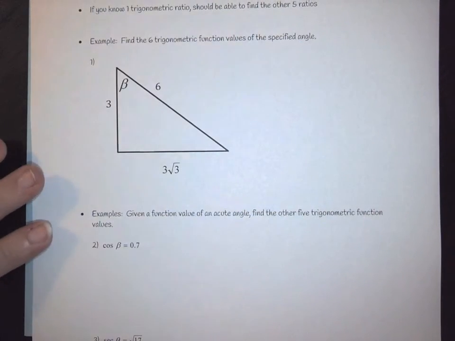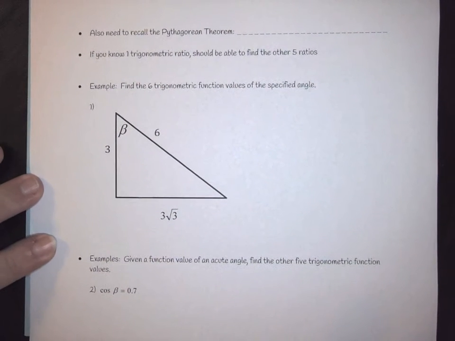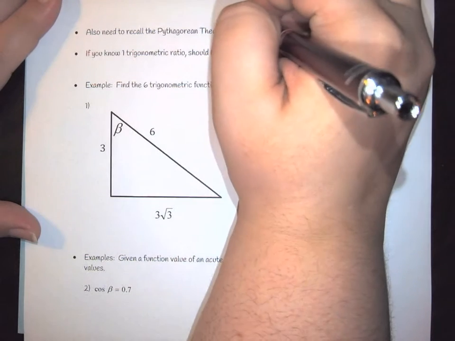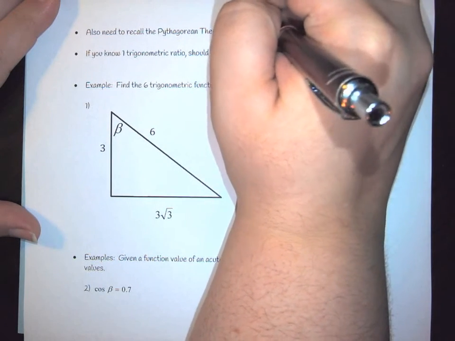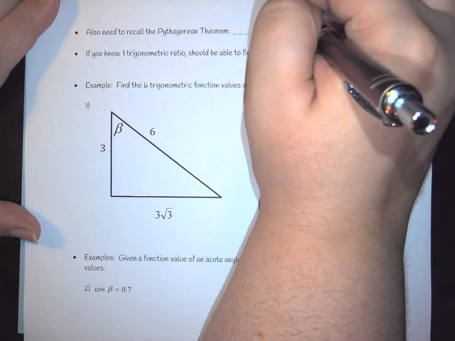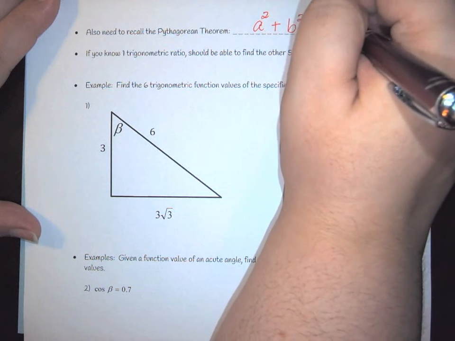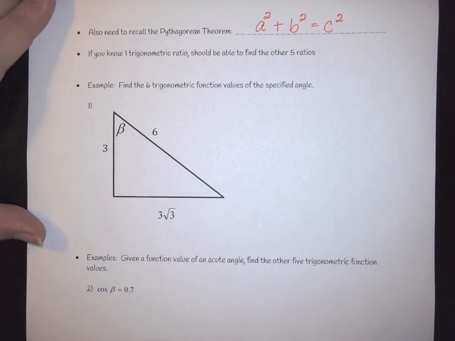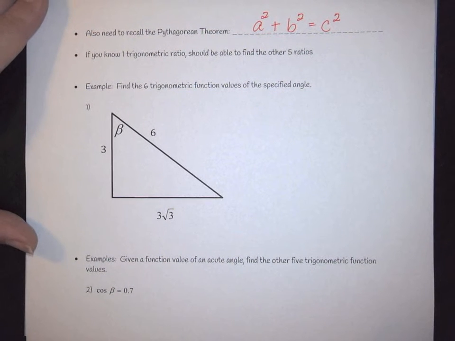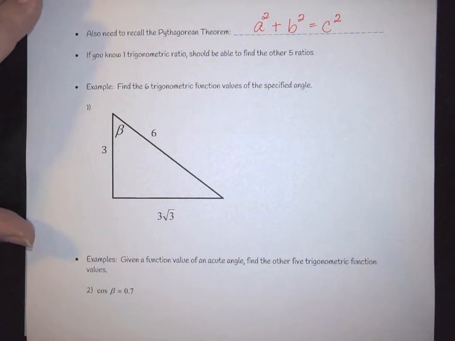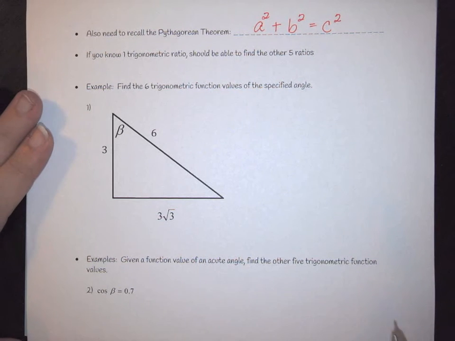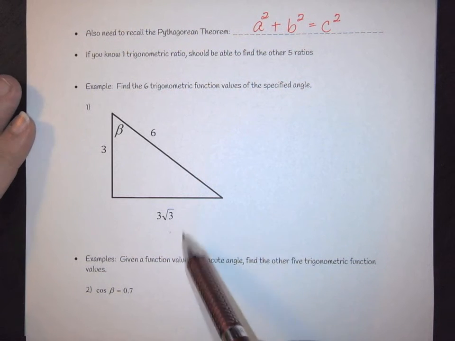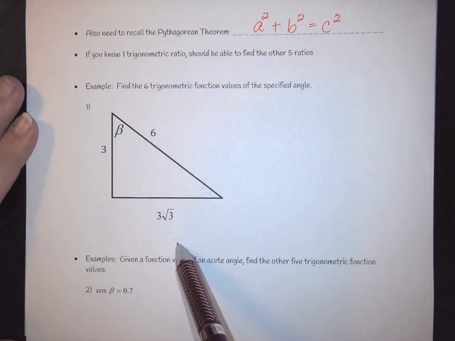Alright, now there's a few other things that we have to keep in mind. First and foremost, we need to recall what the Pythagorean Theorem is. If you remember the Pythagorean Theorem, a squared plus b squared equals c squared. In trig, we use the Pythagorean Theorem quite a bit to help find side lengths of triangles, because sometimes you're going to have a missing side. In this case, I've given you all of the sides.